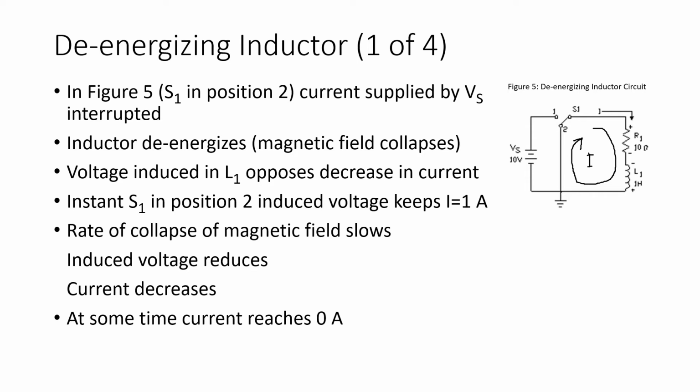Now, as the current decreases, the rate of collapse of the magnetic field will decrease, the induced voltage will decrease, and at some point in time, the magnetic field in the inductor has collapsed completely. There will be no more induced voltage, and there will be no current flowing in the circuit.